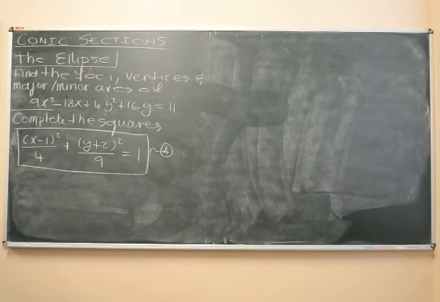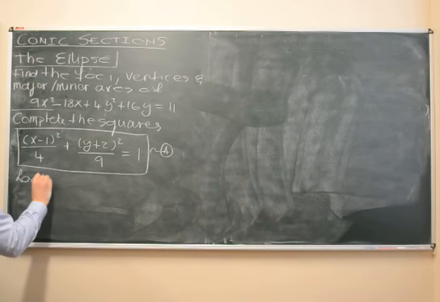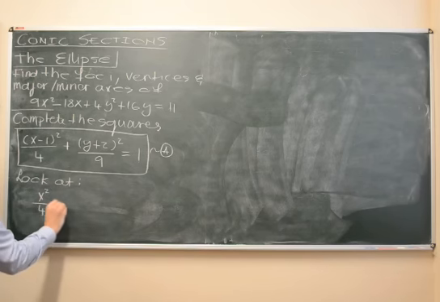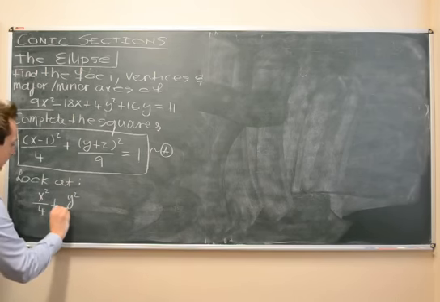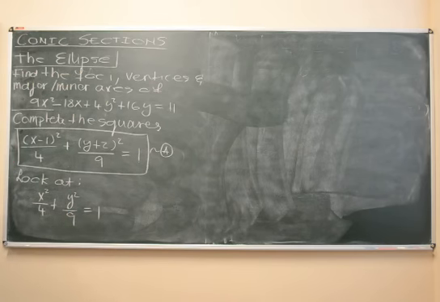Now we're going to look at an ellipse which is similar to this one, except that it is truly in standard form. In other words, its major and minor axes are the x and the y axes. We're going to look at the following ellipse: x squared over 4 plus y squared over 9 is equal to 1. Let's call this B.